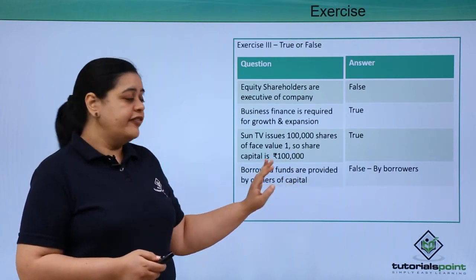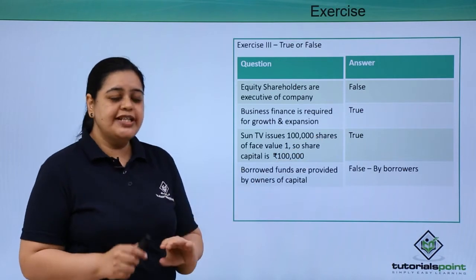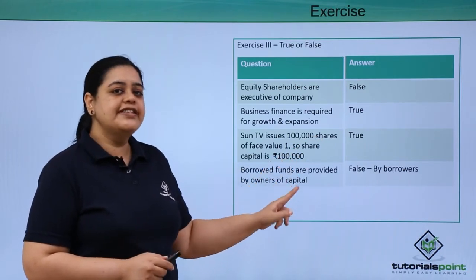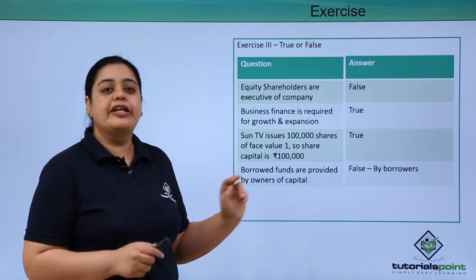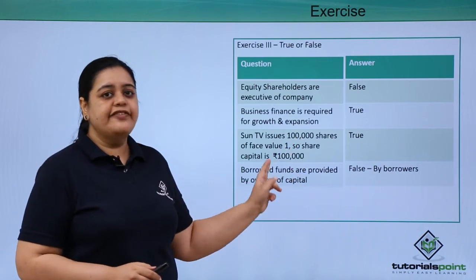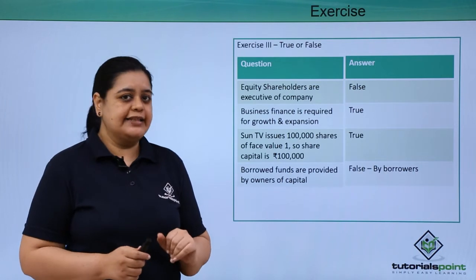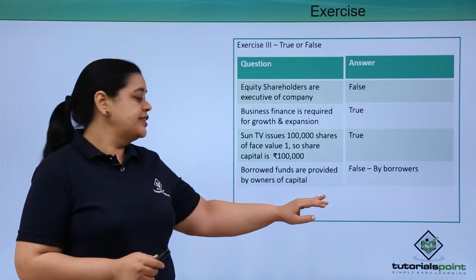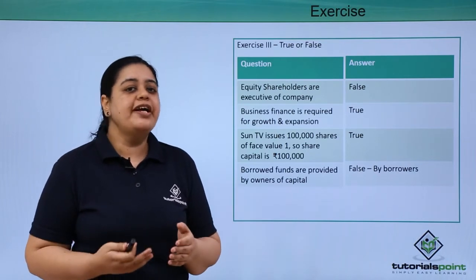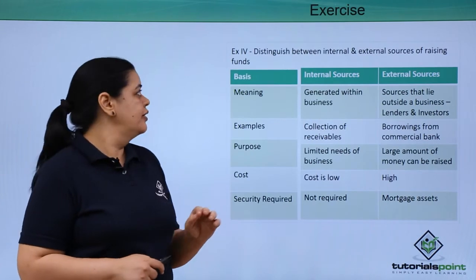Now when you are defining the share capital, remember the number of shares which are issued have to be multiplied with the face value. So here the face value is 1 and hence the share capital is 1 lakh. In case the shares issued were 1 lakh and the face value was 10, then the share capital would have been 10 lakhs. Okay. Are borrowed funds provided by owners of capital? No, because they are provided by borrowers. Okay. Now let's move further.